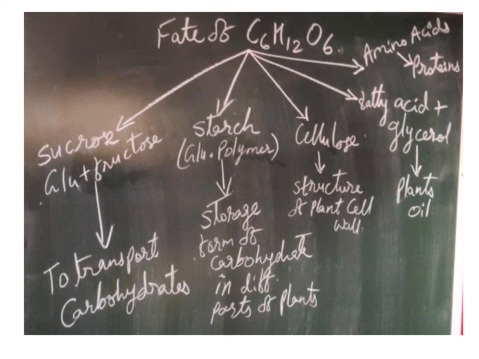Cellulose is also one type of byproduct of glucose. It is present in the cell wall of plants and is responsible for giving structure to the cell wall of the plant. It is also used for fatty acids plus glycerol to store oil in the plants. Another thing, they are responsible for amino acids, and amino acids are responsible for protein synthesis. In this way, glucose is used for various formations.